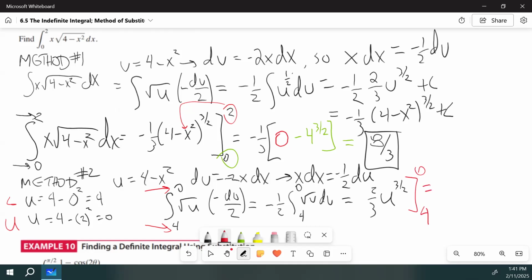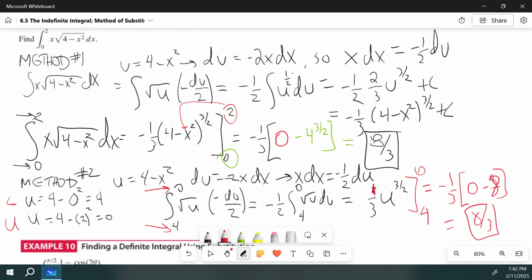So you're going to have -1/3. If I plug in 0, that's going to make that 0. And if I plug in 4, 4 to the 3/2 is 8. This should be 1/3. I just messed that up. So then you would have -8/3, or excuse me, just -8. And then we have distribute the -1/3, and you get 8/3 again for that one.